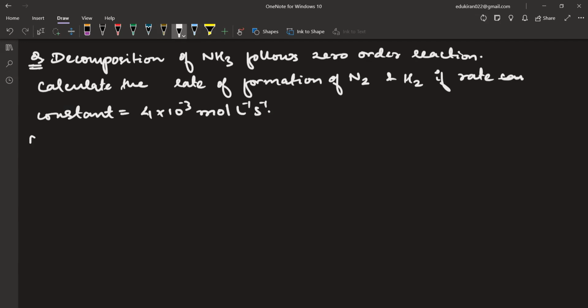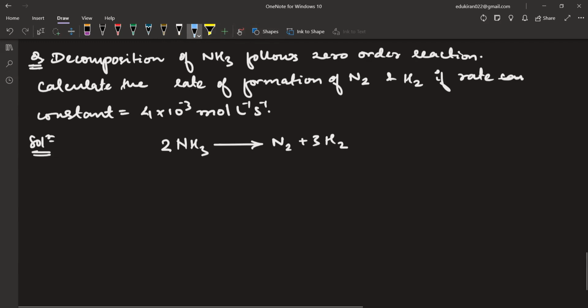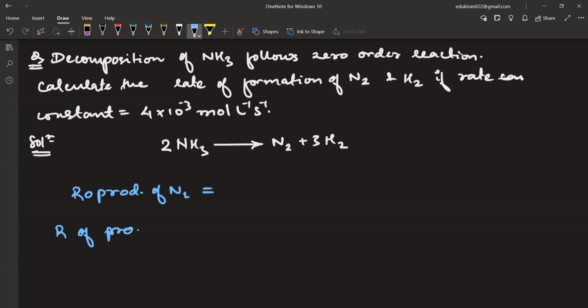Without moving the pen, all you have to write is the reaction. NH3 is giving me N2 plus H2. Balance the reaction: 2NH3 gives N2 plus 3H2. Now tell me guys, the rate of production of N2 will be how much, without moving the pen? The rate of production of H2 will be how much? Tell me quickly.